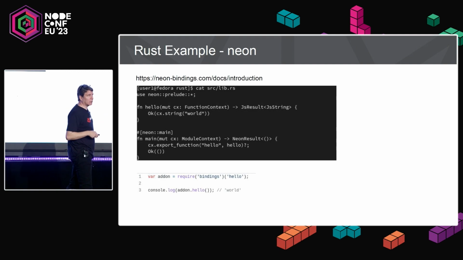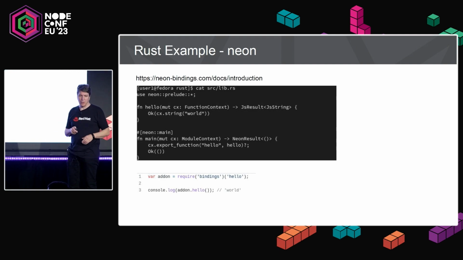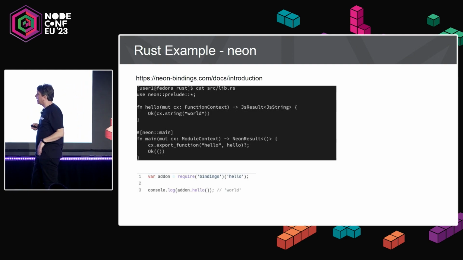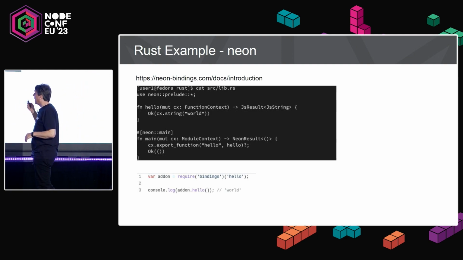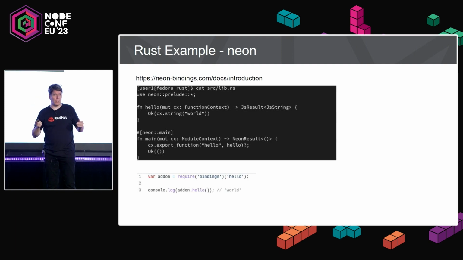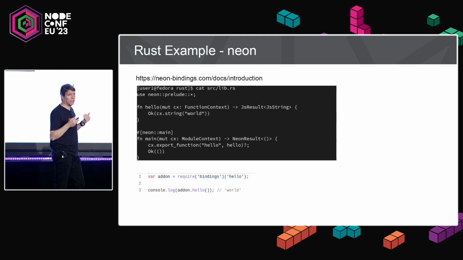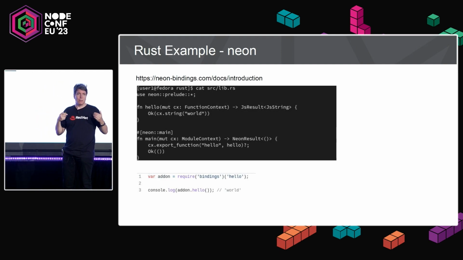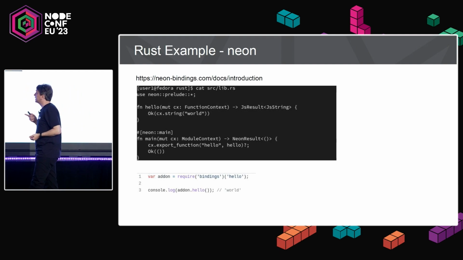So now I'm going to jump into some examples of actually running with different runtimes and with different languages. I said, hey, let's build an add-on using Rust. And I chose Neon because it was the one that, when I looked at it, at least at the surface level, seemed to fit in my mental model of writing JavaScript in some other language the best. So this is an example.